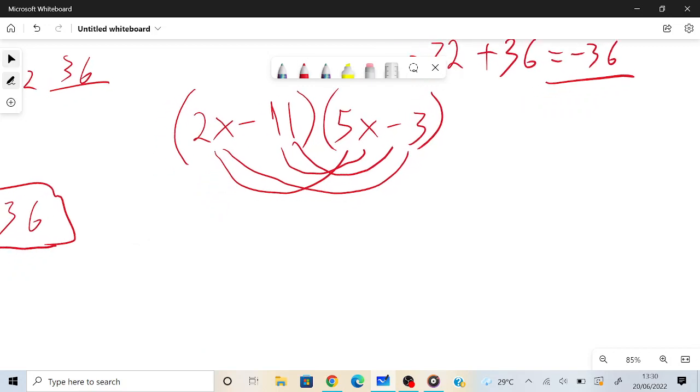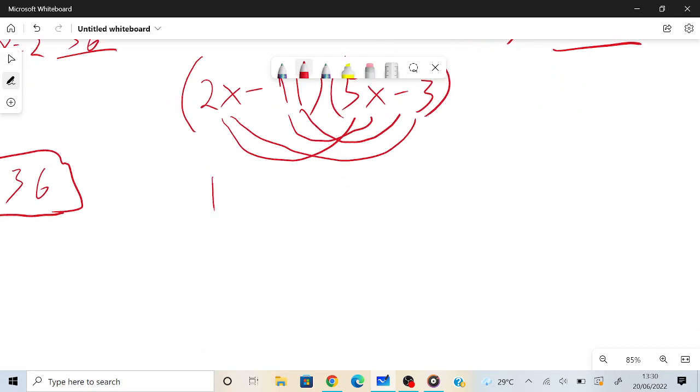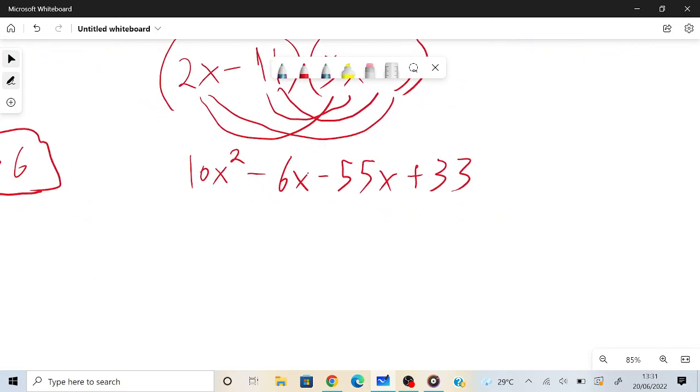So starting with 2x times 5x, that gives you 10x squared. 2x into minus 3, that gives you minus 6x. Then you do minus 11 times 5x, that gives you minus 55x. Minus 11 times minus 3, that gives you plus 33. Make sure, because you know minus times minus would give you plus. Be careful with the minus sign. Now again, collecting your like terms, you have 10x squared minus 6x minus 55x, that's minus 61x plus 33.